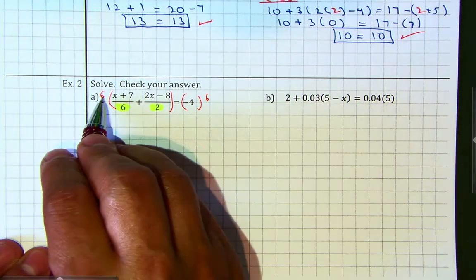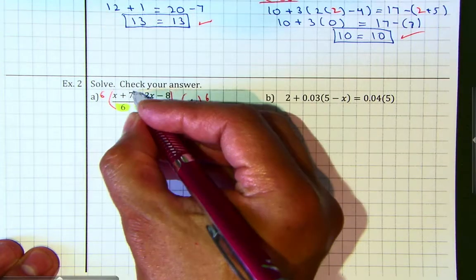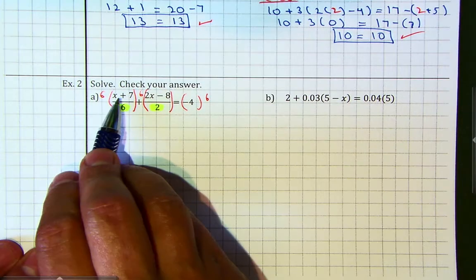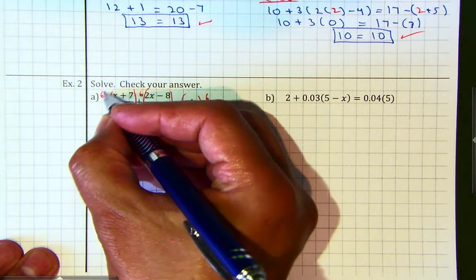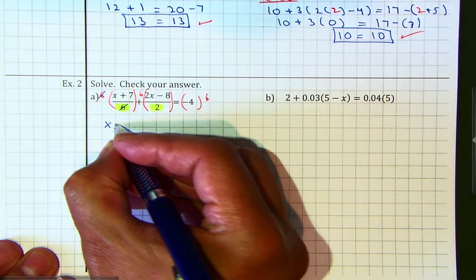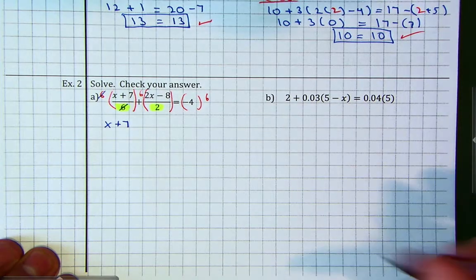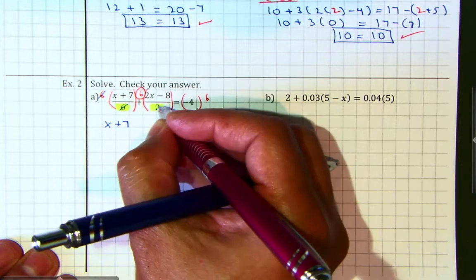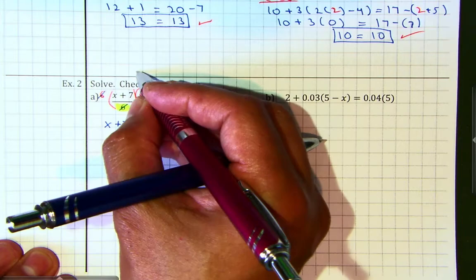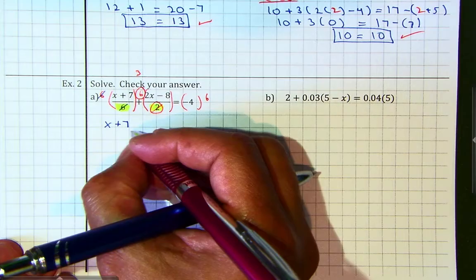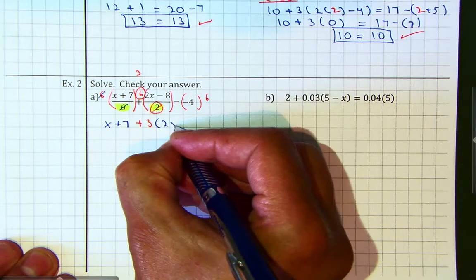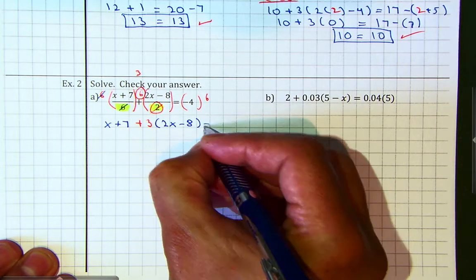I'm actually going to multiply both expressions by 6, so multiply each of the terms by 6. My 6 cancels out, so therefore I just have x plus 7. I'm going to reduce my 6 and my 2. Divide by 2 cancels out, and this gives me a 3. So therefore I have plus 3 multiplied by 2x minus 8 equals negative 24.